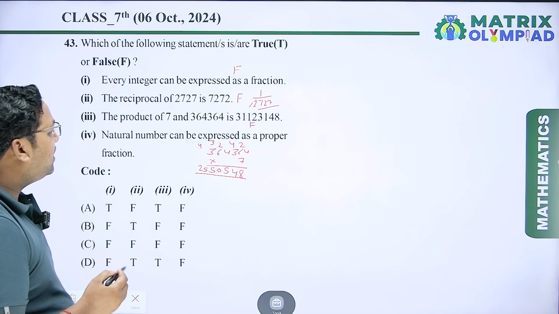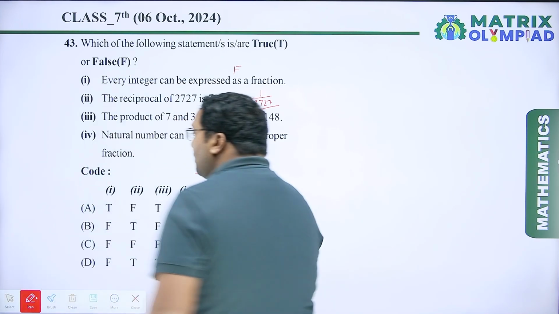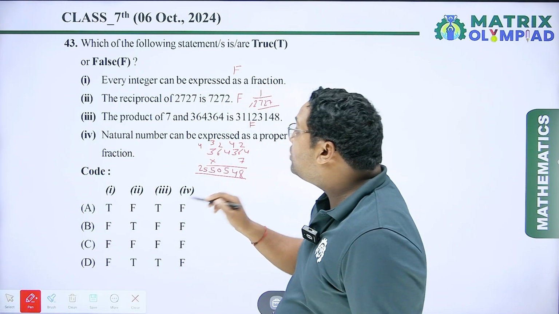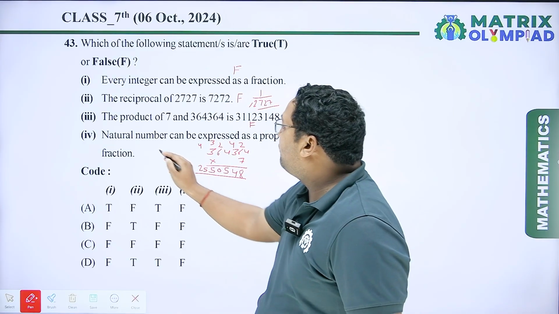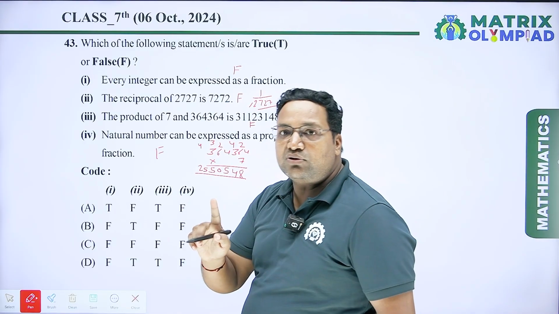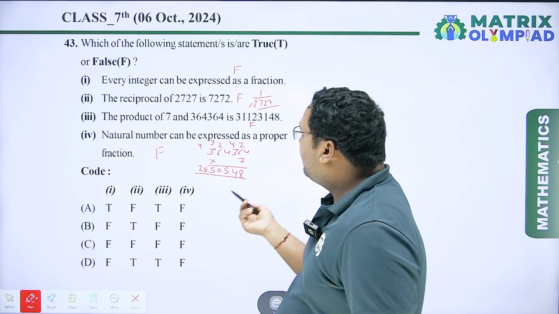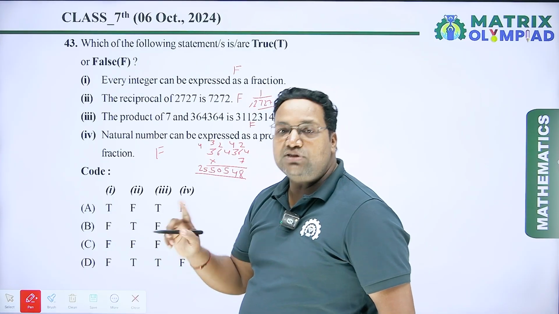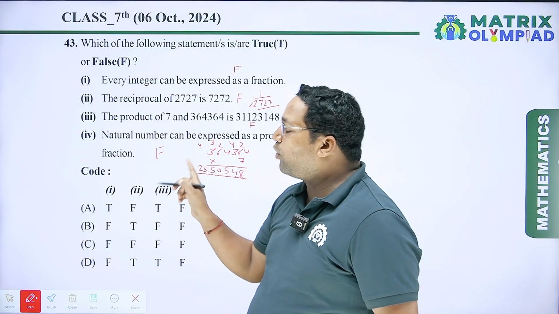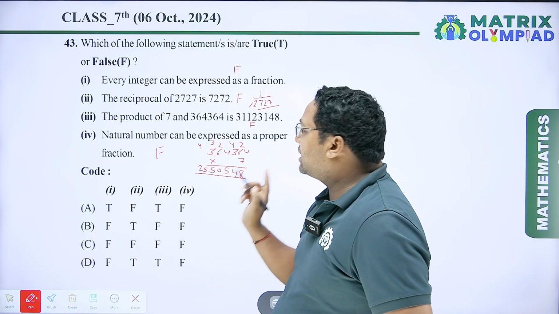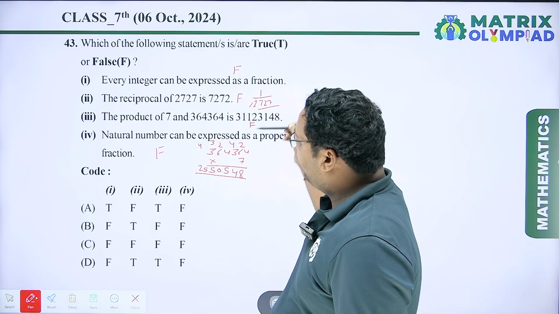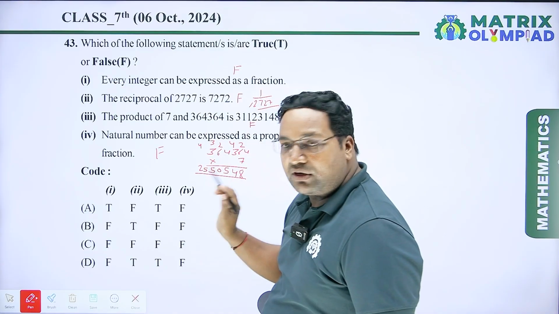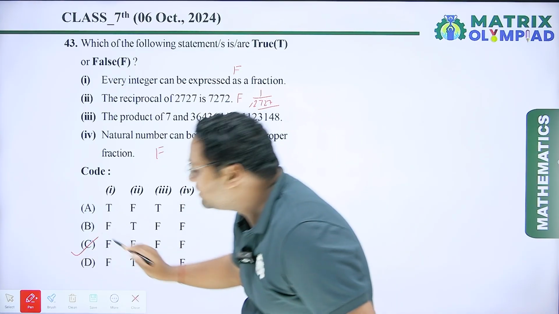Next is, a natural number can be expressed as a proper fraction. So it is a false statement. Only one natural number can be expressed as a proper fraction, that is 1. So all natural numbers cannot be expressed as proper fractions. So all these statements are false statements. So the correct option is C.